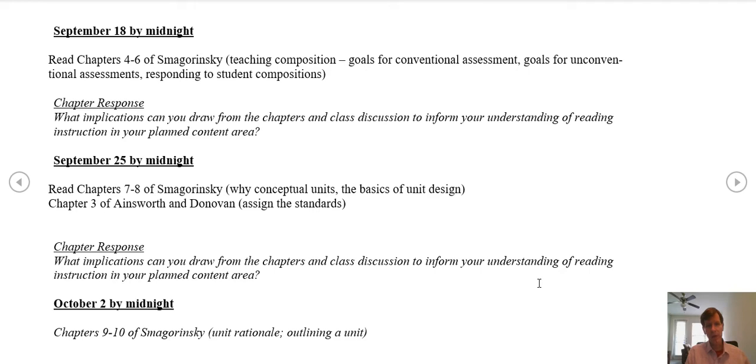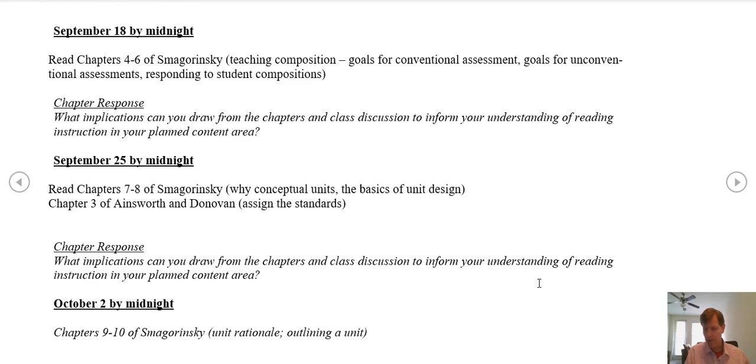September 25th, we get into chapters 7 and 8 in Smagorinsky. That's conceptual units as well as basic unit of instruction. Chapter 3, with Ainsworth and Donovan, we get into the assignment standards. Notice that I'm trying to line up what you read with Smagorinsky with Ainsworth and Donovan. These texts go hand in hand with each other. Ainsworth and Donovan is more along the line of what a principal would typically expect. Smagorinsky is more of a researcher and theoretician type approach to conceptual unit of instruction.